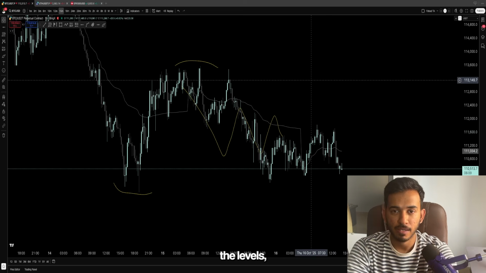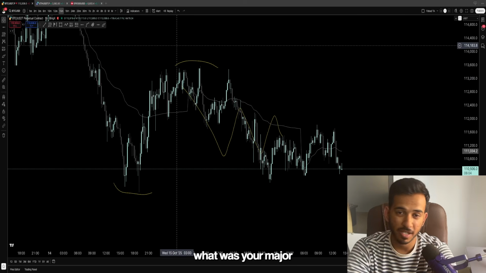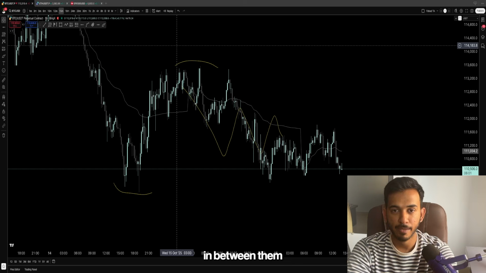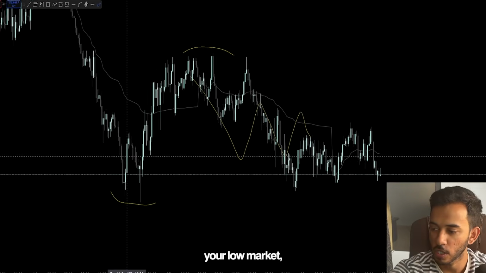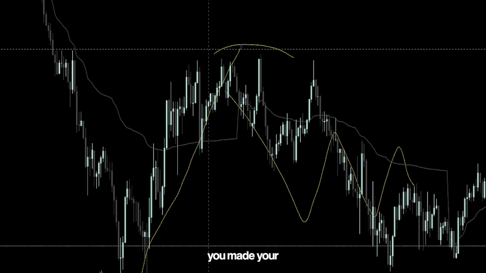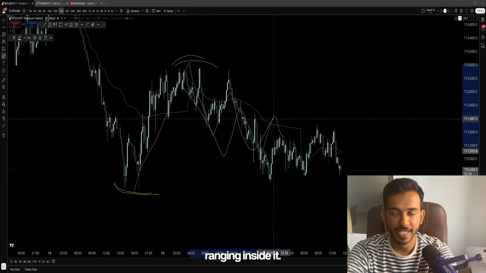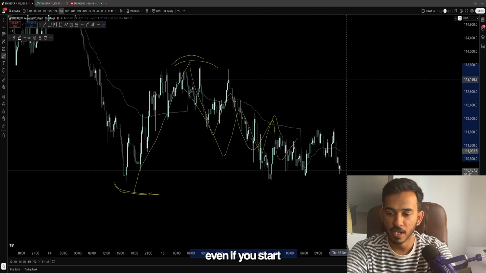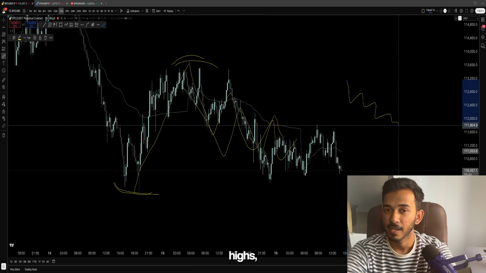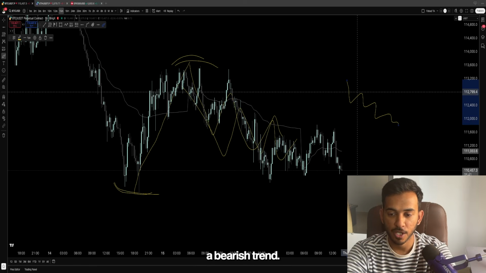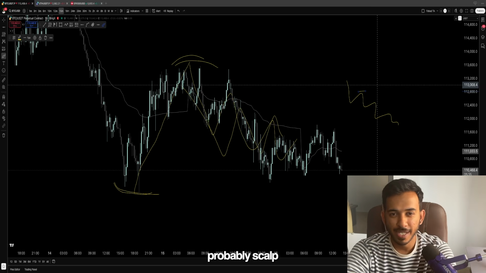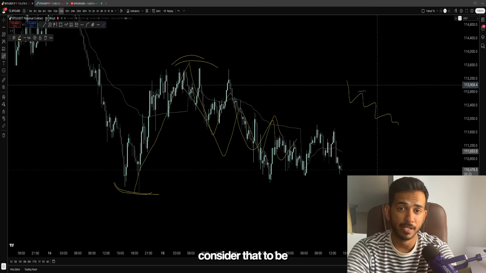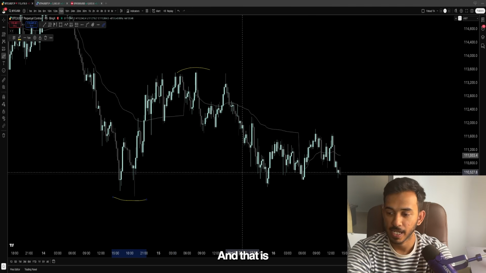So yeah, when you are marking the levels, when you're marking your support and resistance and everything, you also need to understand what was your major high and major low, and anything in between them is not supposed to be considered as a trend. So let's say this is a clear downtrend. You made your low, the market gave you a retracement, you made your lower high, and now you are just ranging inside it. So anything inside it, even if you start to make something like this, lower lows and lower highs, that is not a trend. Do not consider this to be a bearish trend and okay, short it and hold it as a swing trade. That is not how you're supposed to trade it. Yeah, you can probably scalp it, you can take some day trades, but do not consider that to be a swing trade. Coming to the second point, and that is liquidity.